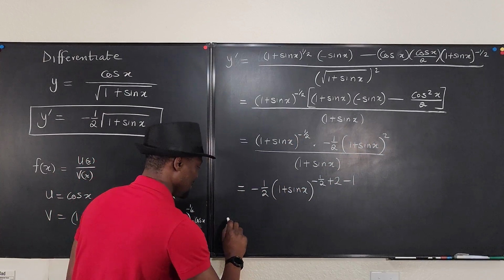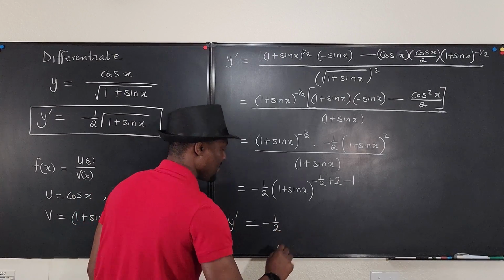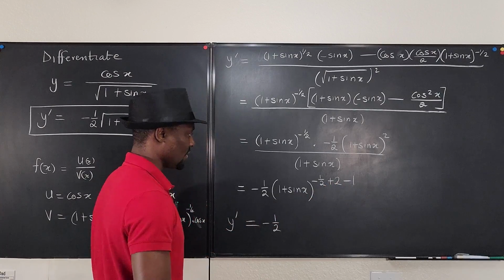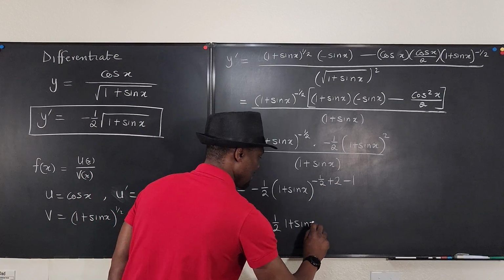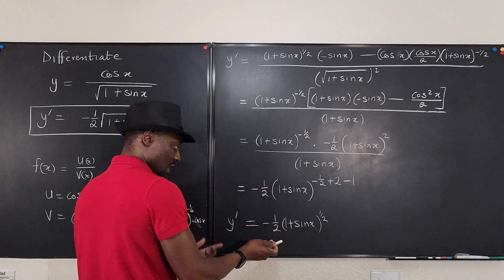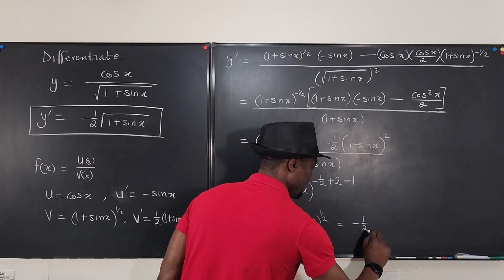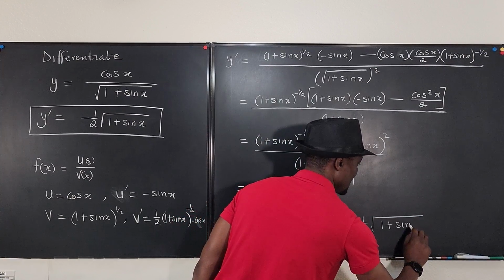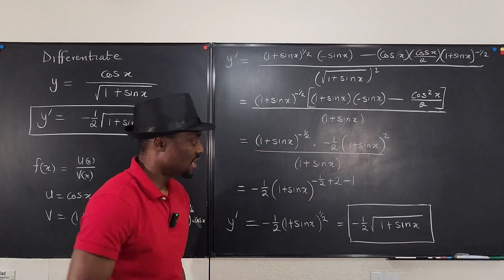And what does that give us? Y prime is going to be equal to negative 1/2 times, this is 2 minus 1/2, which is just 1/2, which is 1 plus sine x raised to the power 1/2, which is a good answer, or you can say it is negative 1/2 times the square root of 1 plus sine x. And this is what I would choose as my final answer.